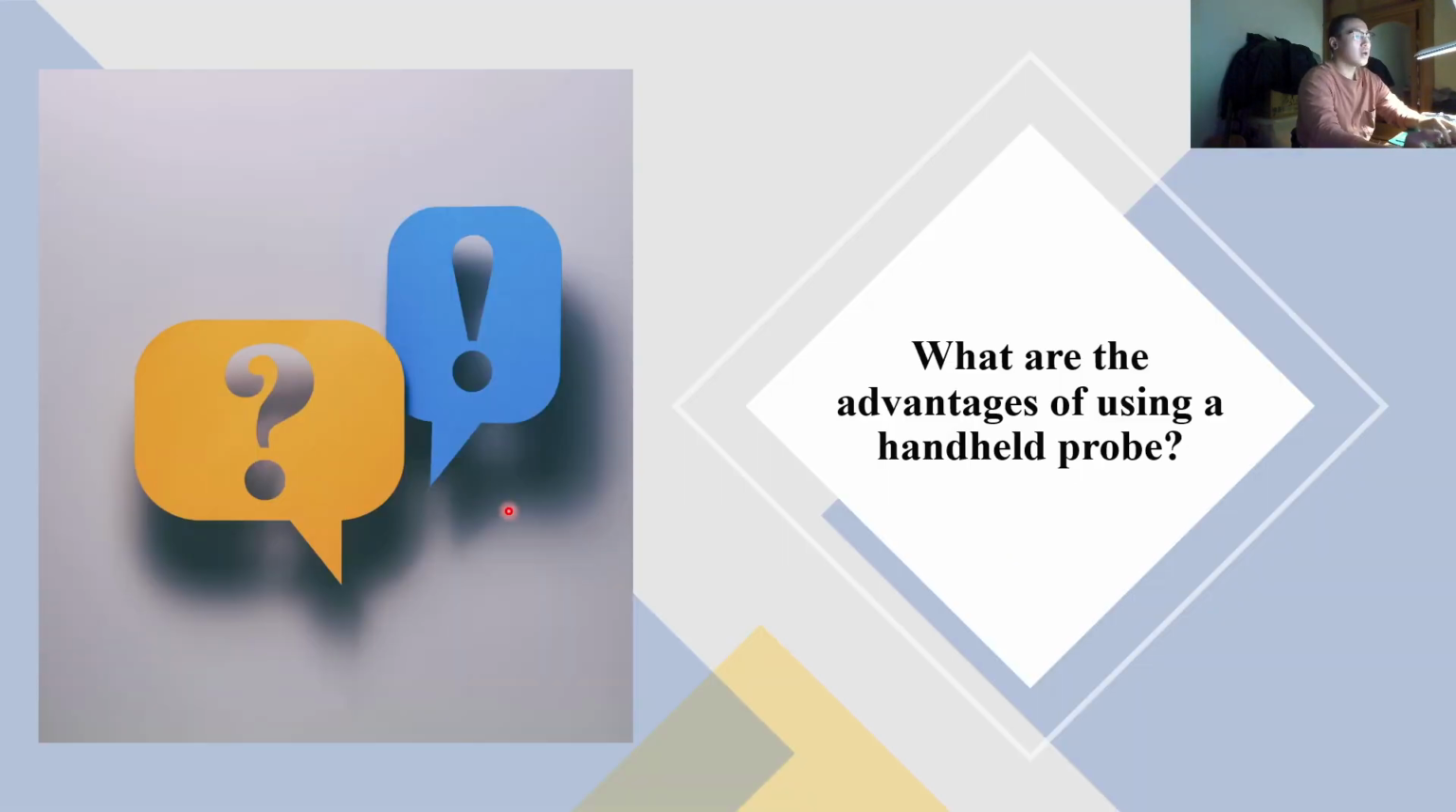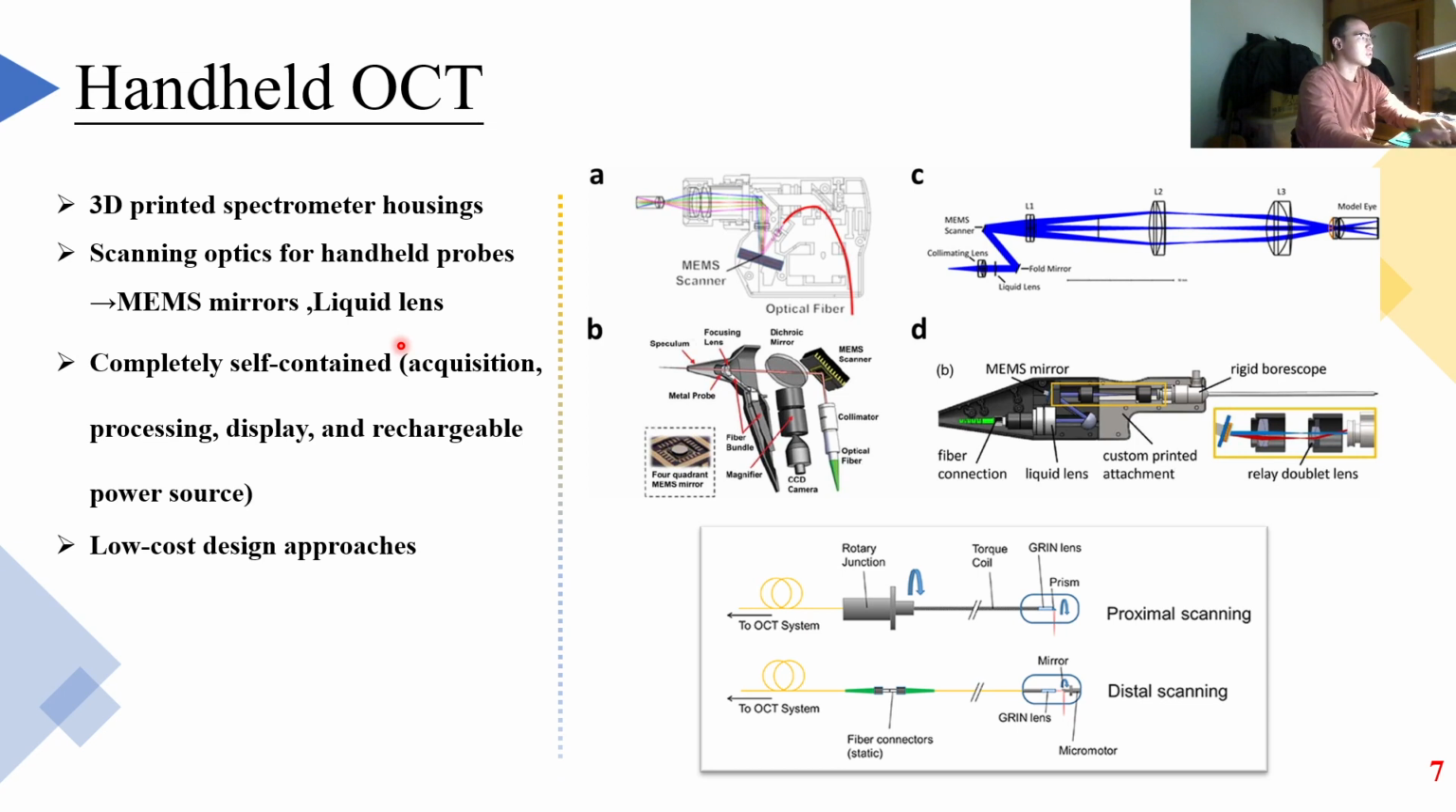So what are the advantages of using the handheld probe? In handheld OCT, first is 3D imaging with a spectral design, and the second is the scanning optics of the handheld probe, like MEMS mirrors and liquid lens. We can see on the right side different handheld OCT designs. They use MEMS mirrors, a liquid lens and fiber connections.